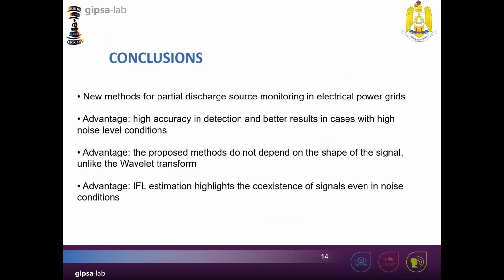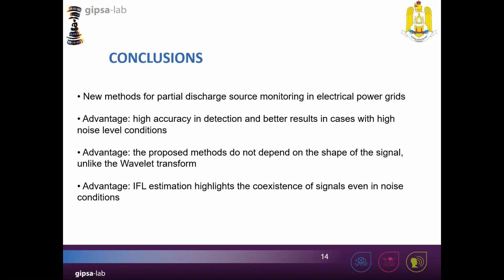In this paper, we make a comparison between different methods used to detect partial discharges in an electrical system, focusing on two classic methods widely used and two more recent methods that can be used for this type of application. The major advantage of the two new methods is that they do not depend in their analysis on the shape of the signal, unlike the Wavelet Transform.